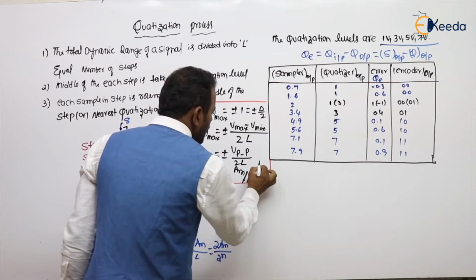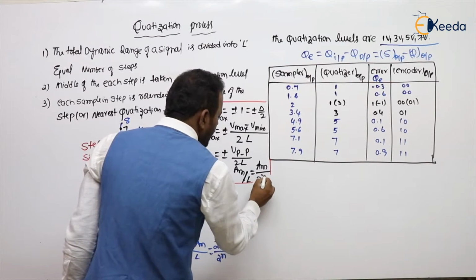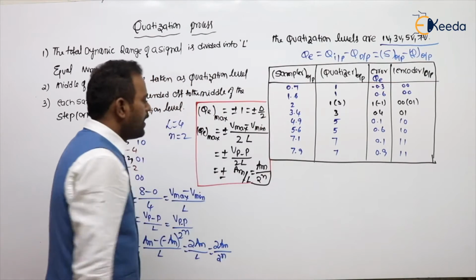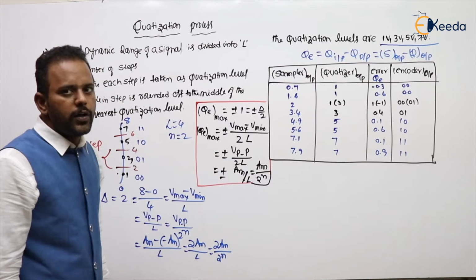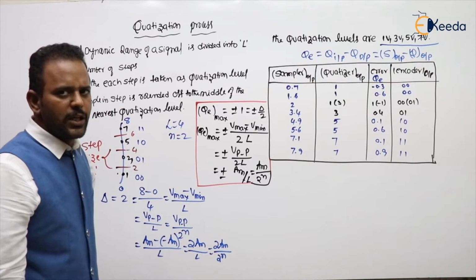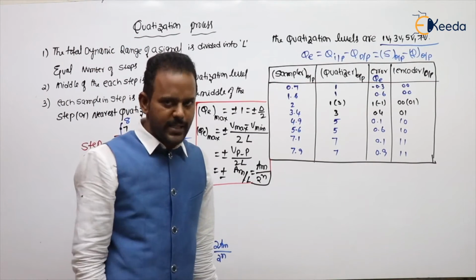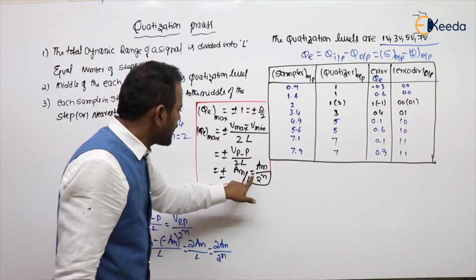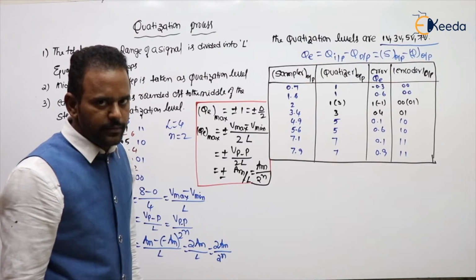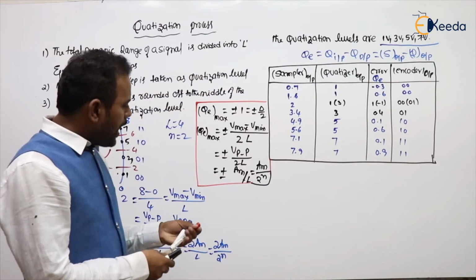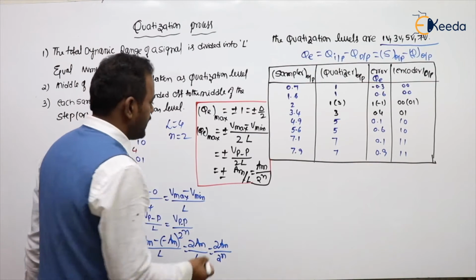So Am by L, or you can say Am by 2 power N. Or here also I can say V peak to peak by 2 into 2 power N, since L is nothing but 2 power N. Delta divided by 2 is called QE max. Here that 2 is cancelled, so that's why I am not writing 2. Don't think that I forgot. Clear?